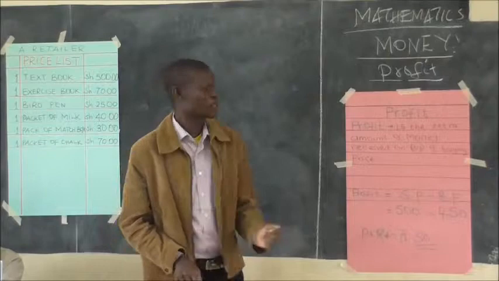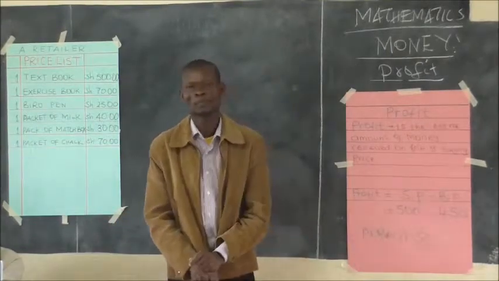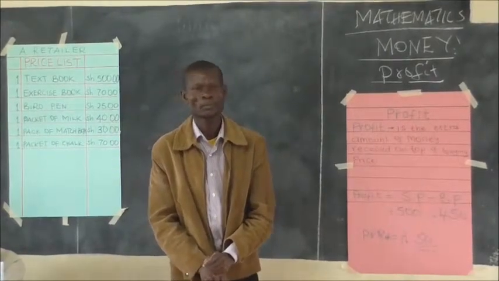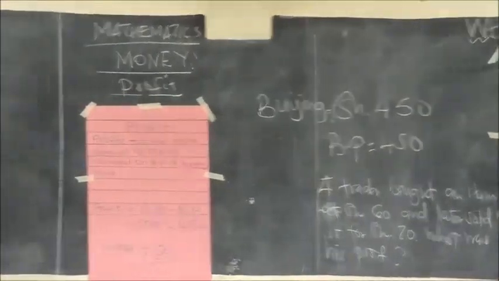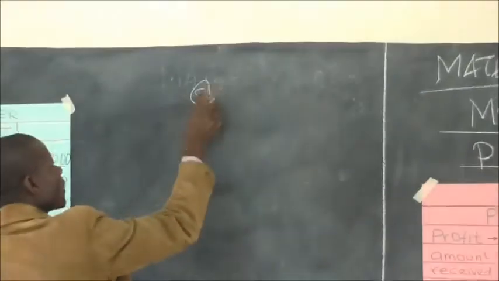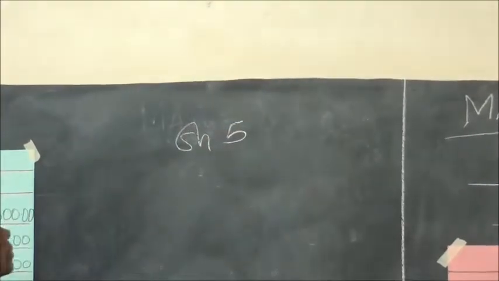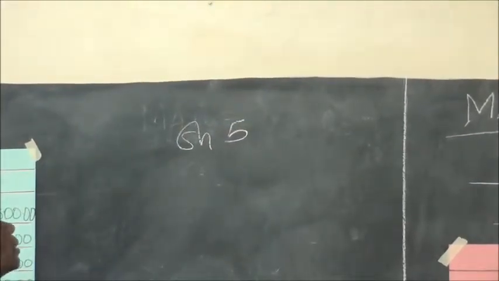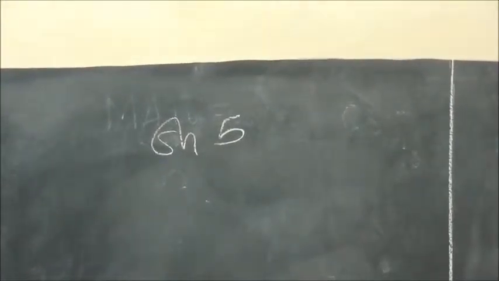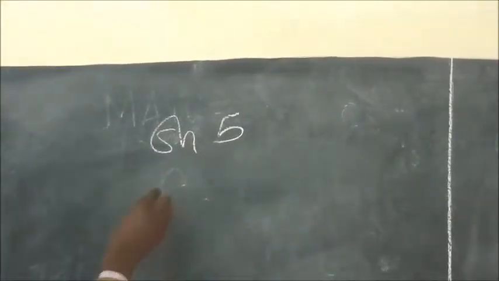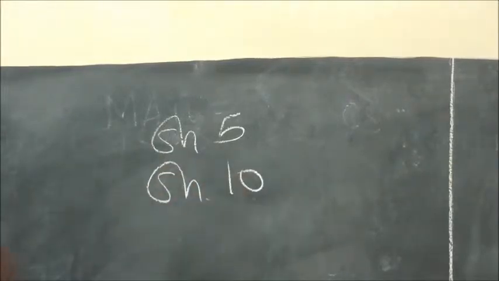Now, who has worked out the answer? Okay, somebody is telling me the profit made was 5 shillings. Somebody else? Okay, that person is saying that the profit made is 10 shillings. Okay, class, now let's see between the two who was right.